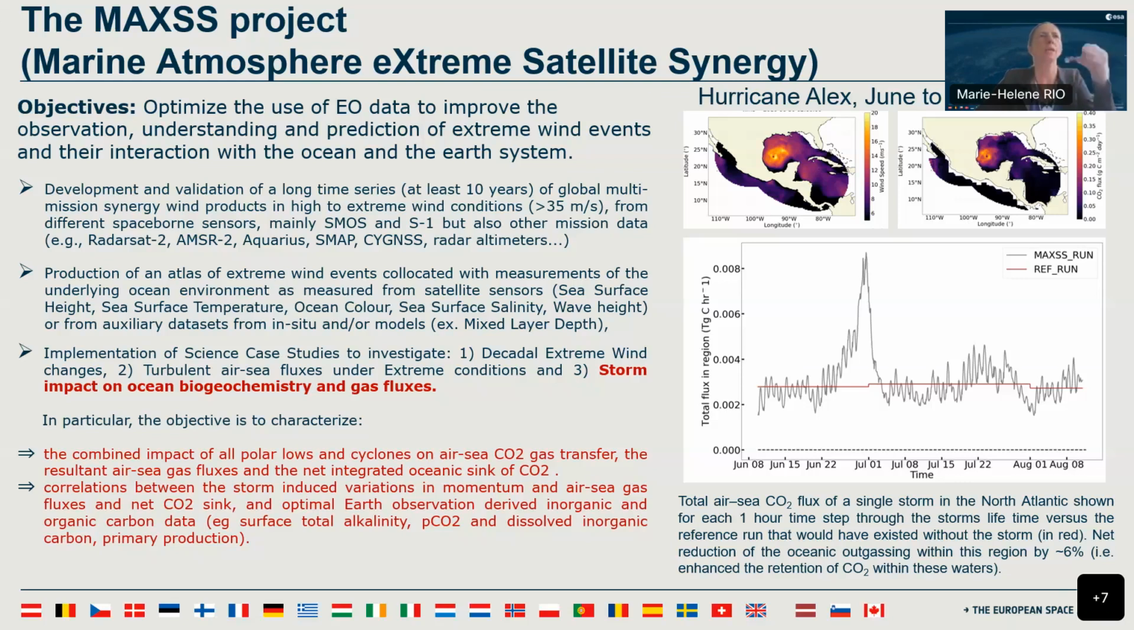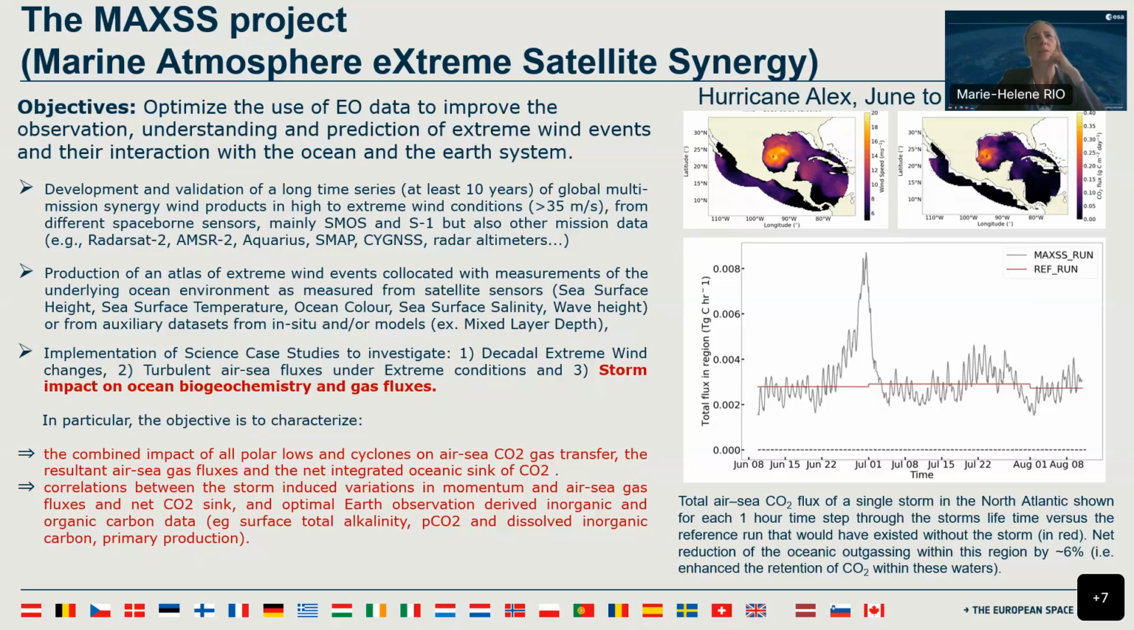So each time we had a storm, a tropical cyclone, a polar low, or a hurricane, the project looked at what happened at the surface of the ocean in terms of temperature, color, salinity, and so on. And specific work has been done to understand the impact on the gas exchange and CO2 fluxes. This is an example for Hurricane Alex in summer 2010.